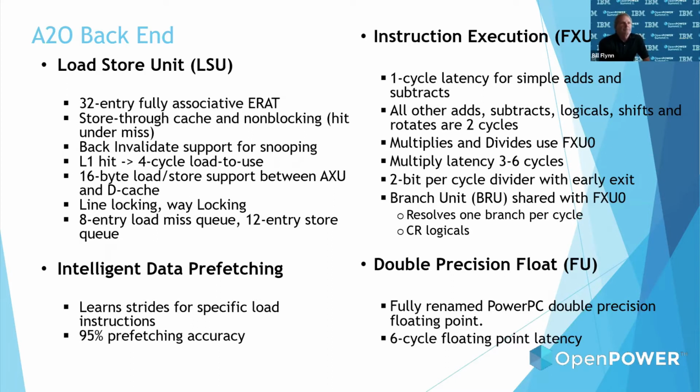A 2-bit per cycle divider that could end early. And then the branch unit is also shared with FX0 to resolve 1 branch per cycle and handle 0 logicals. And then the double precision float, I imagine, was very similar to A2I. Not 100% sure, but besides the conversion to Verilog, I would expect it to be quite similar.